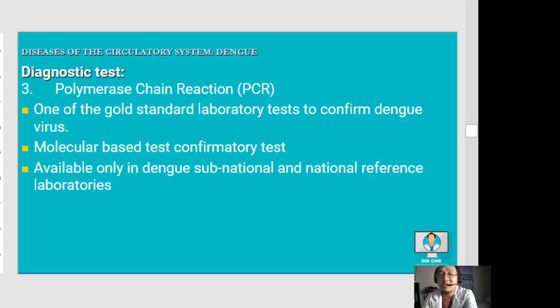Then third is your PCR, or your polymerase chain reaction. I know you are familiar with this because of the pandemic. It's one of the gold standard laboratory tests to confirm dengue virus. It's a molecularly based test and one of the confirmatory tests also. It's available only in dengue subnational and national reference laboratories. So it's seldomly used in those areas or in the entire Philippines because only select facilities have this type of diagnostic test.